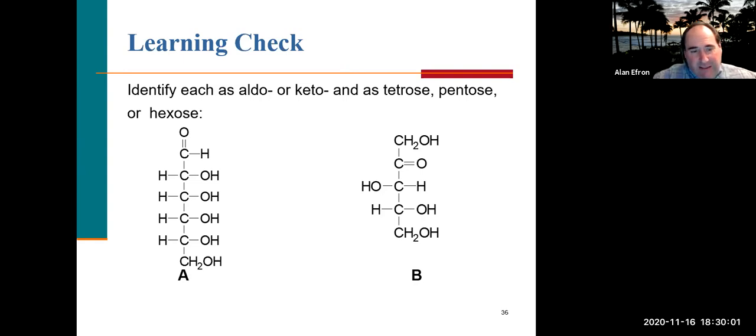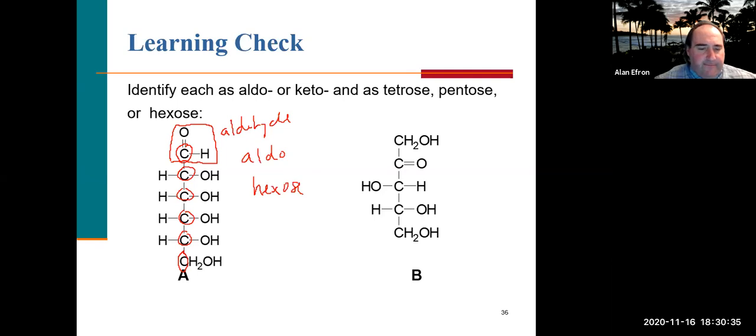Okay, so let's take a look and see what we got going on here. First off, we want to really know, is it an aldose or a ketose? And really we can determine that from this top group here. What we see here looks very much like our aldehyde group, which means this should be an aldose because of that. In terms of carbons, we would go one carbon, two carbons, three carbons, four carbons, five carbons, and six carbons, which means this would be a hexose.